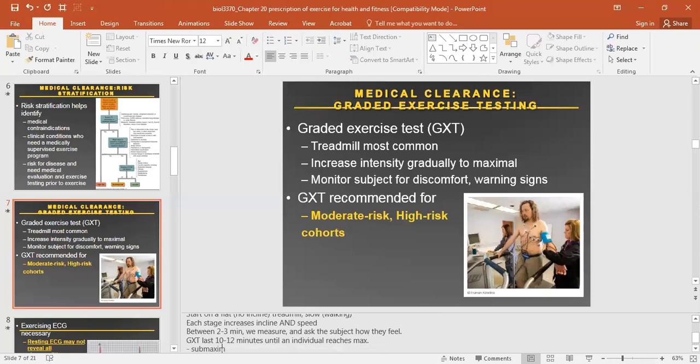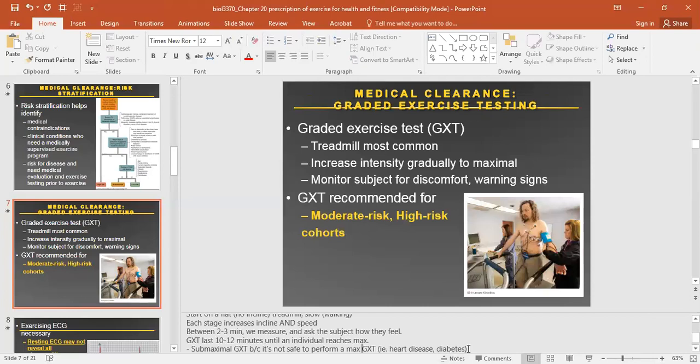You can do a submaximal graded exercise test, where if you're concerned about cardiovascular complications or if you know someone has a disease, it's not safe to perform a maximal graded exercise test in certain populations. So in those populations, we will never, ever, ever perform a maximal graded exercise test. Let me make that note.